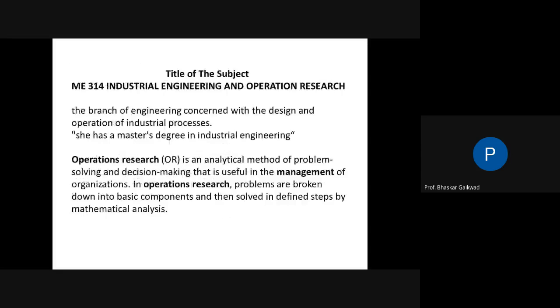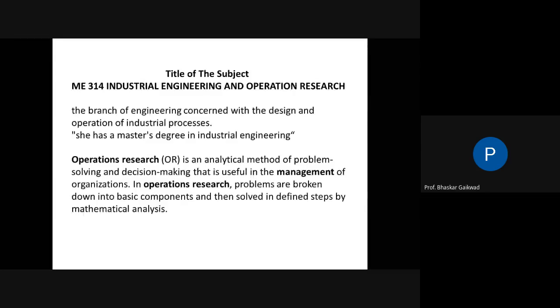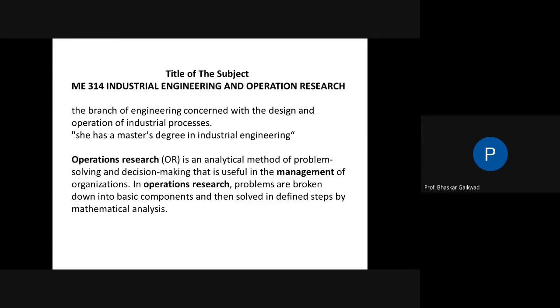Then as usual, as per triple P, what is the title of the subject, why is the name given like this? Industrial engineering, what is the industry? The raw material is converted into the finished product by using the process. And planning of the same, this part comes under industrial engineering. Operation research means we have to think what is the problem in the process of manufacturing, so that you will get the maximum profit. Mathematical support we require to search these things.